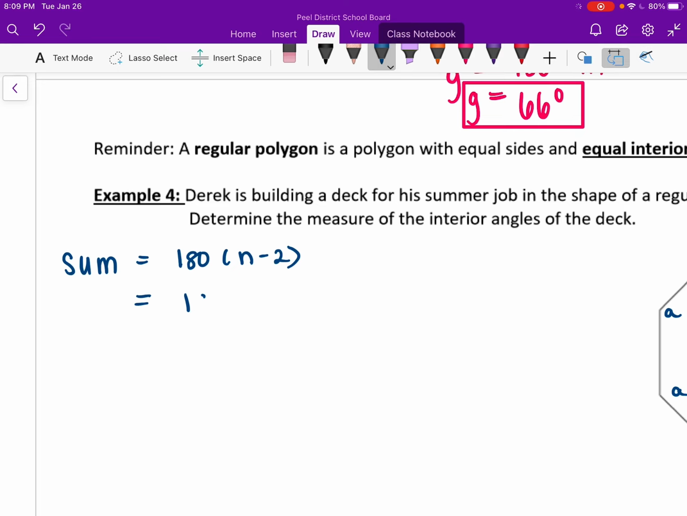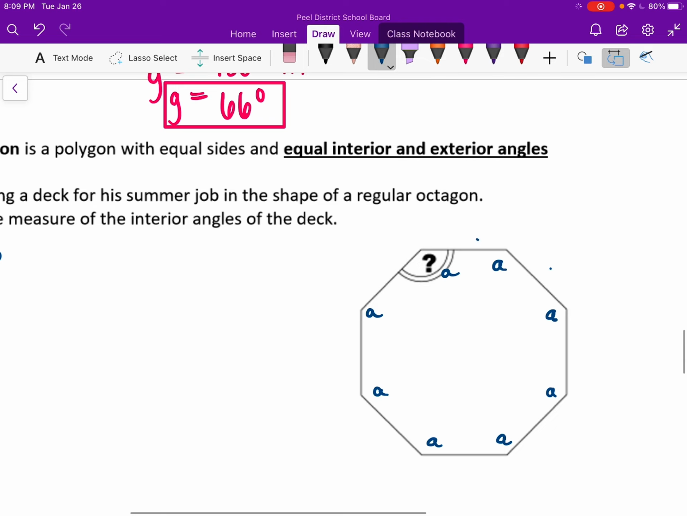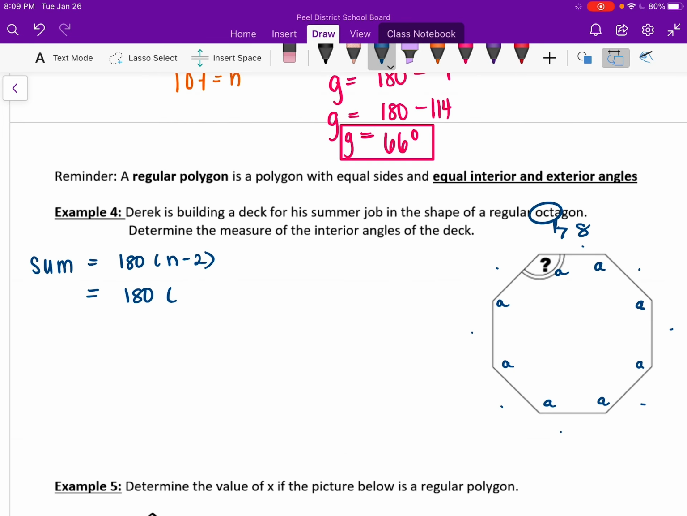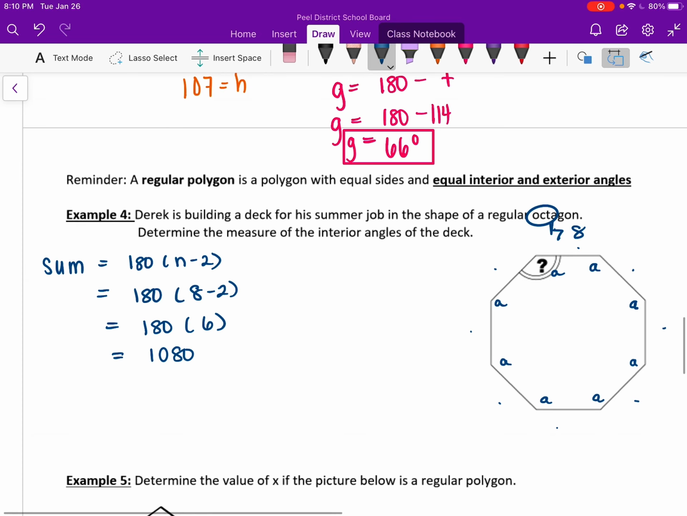Which is equal to 180. n is how many sides do I have? So I have 1, 2, 3, 4, 5, 6, 7, 8. You can count, or you can just remember that octa means 8, so I have 8 sides. Okay? So I have 8 minus 2, right? So 180 times 8 minus 2, which is 6. 180 times 6 is going to give me 1080. Right? So 1080 degrees is how much they're all going to equal.